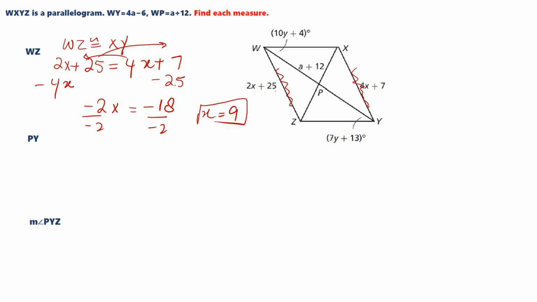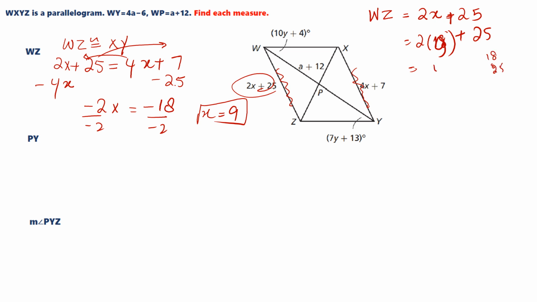Now replace that 9 in WZ. So WZ equals 2x plus 25, right? Replace x by 9. So 2 times 9 is 18. 18 plus 25 is 43. So this is what we find out about WZ.